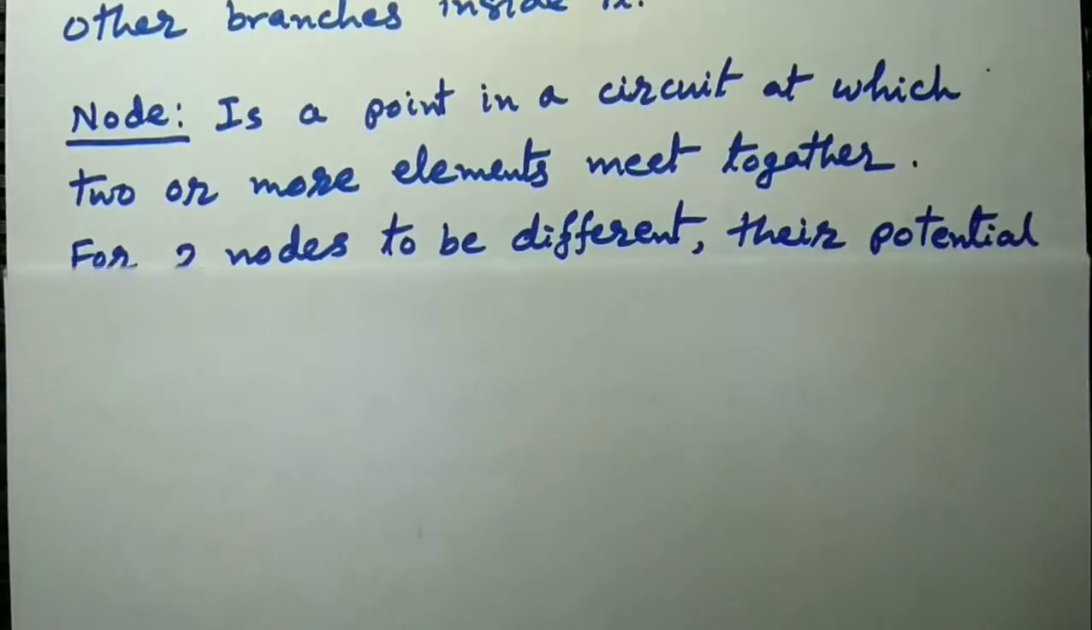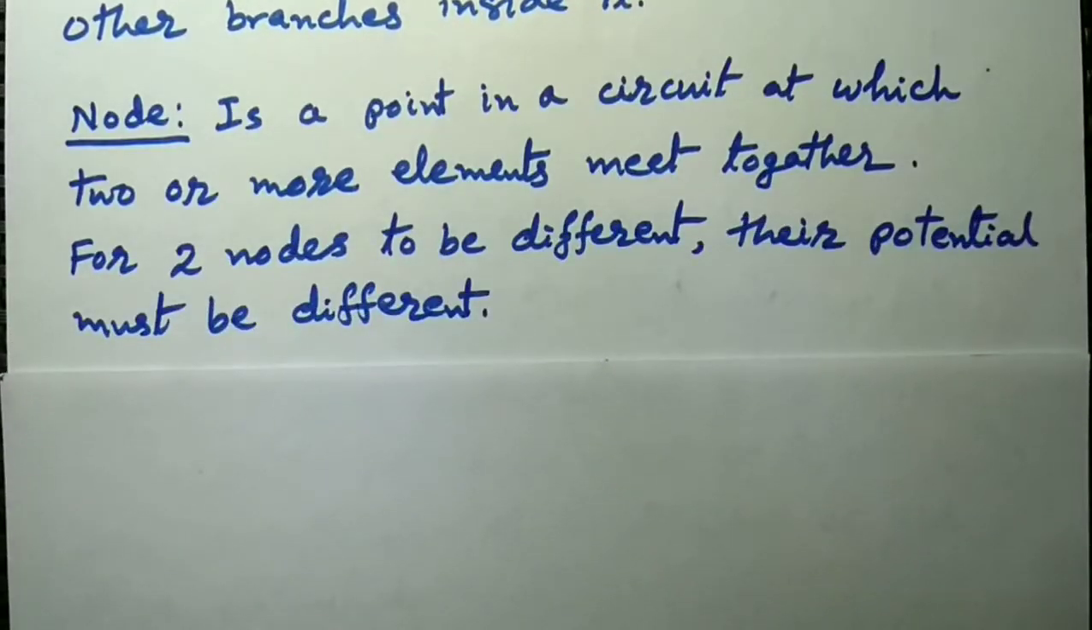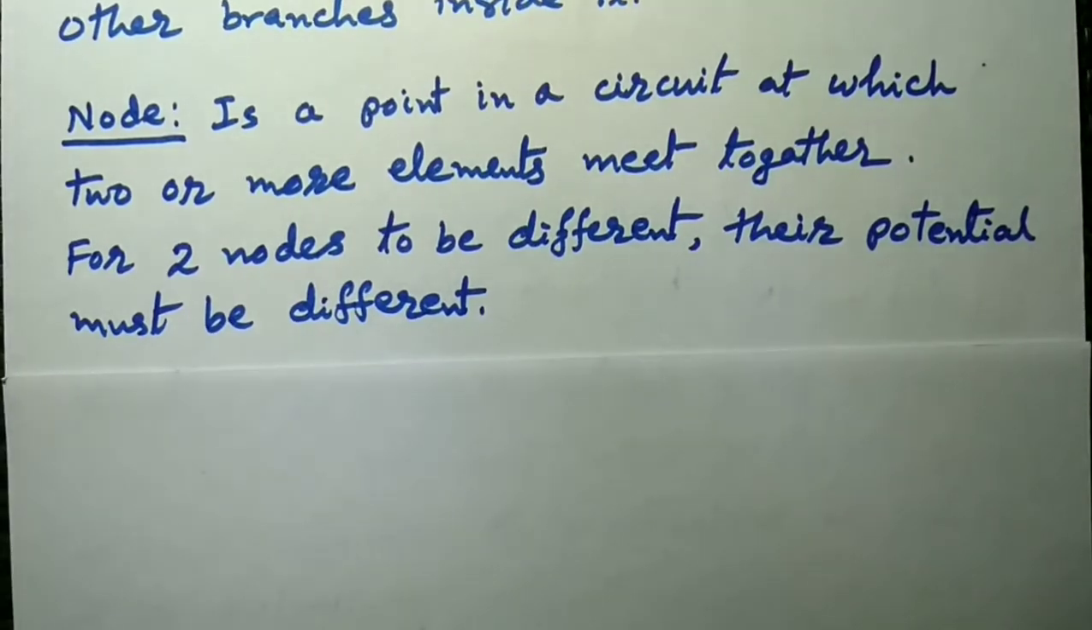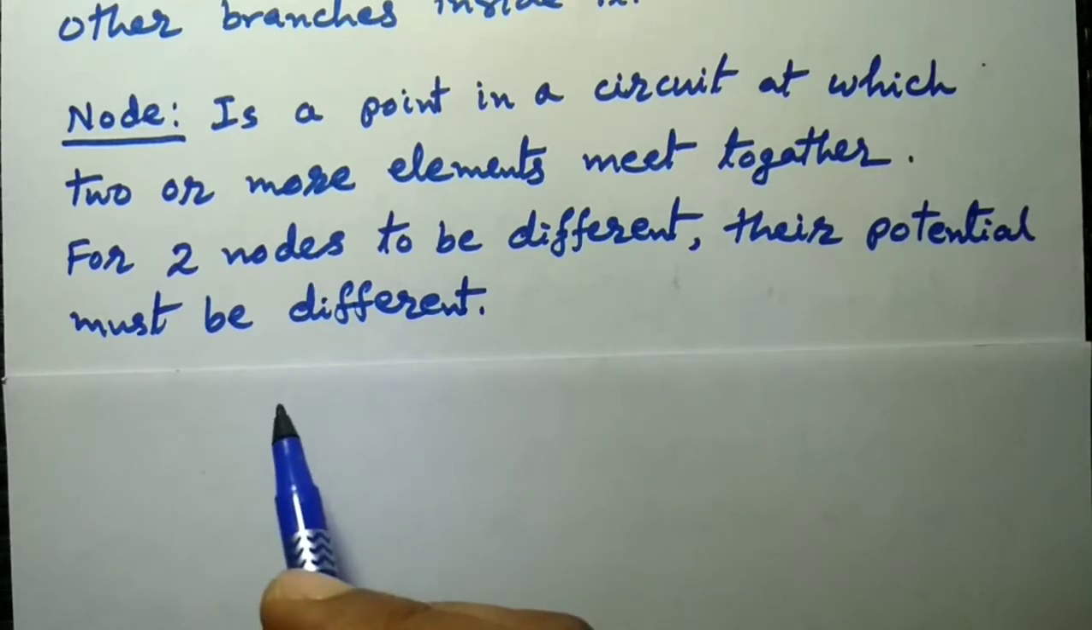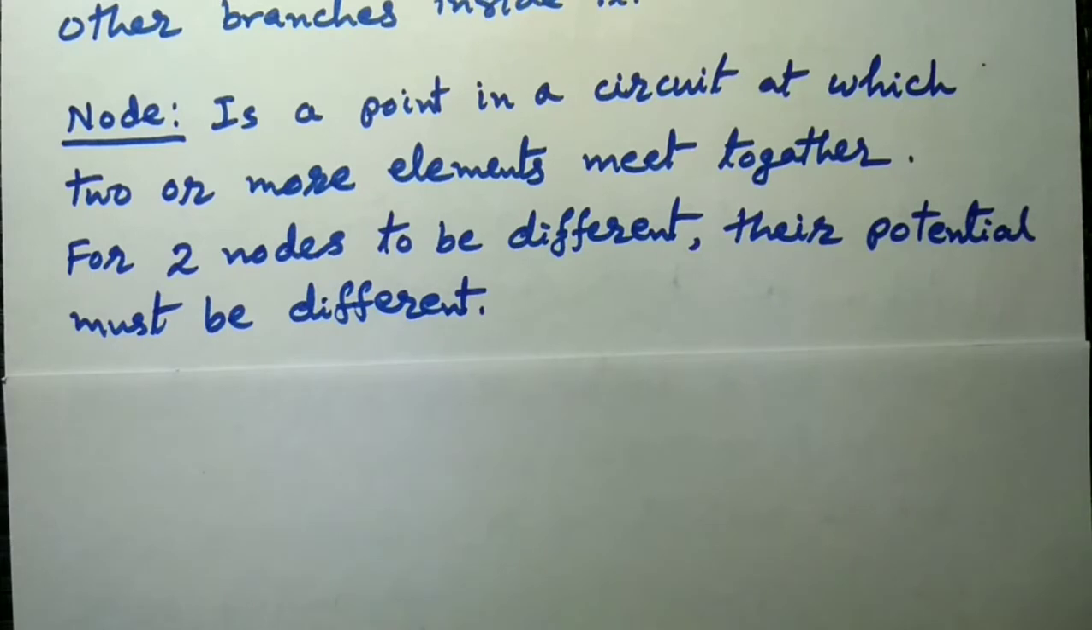The next definition is called the node. A node is a point in a circuit at which two or more elements meet together. For two nodes to be different, their potentials must also be different.